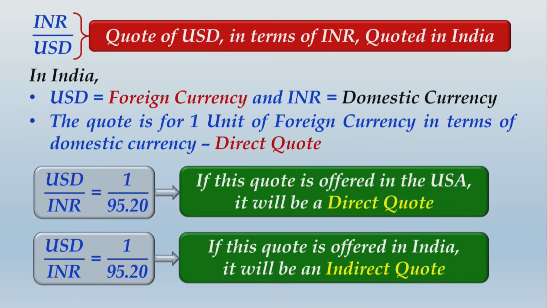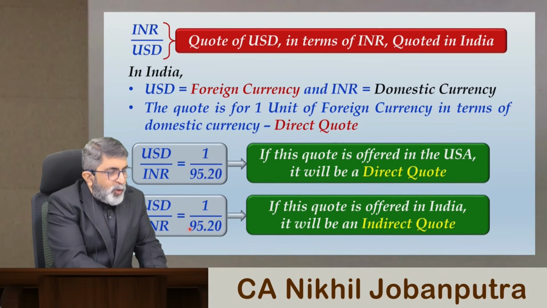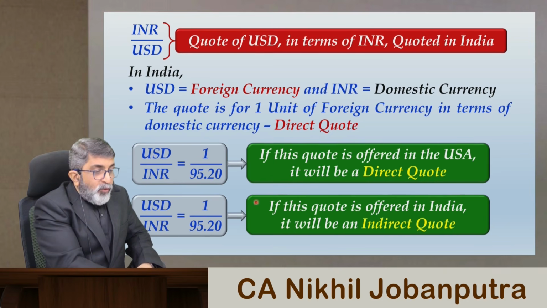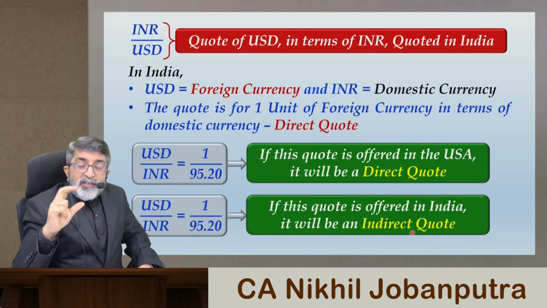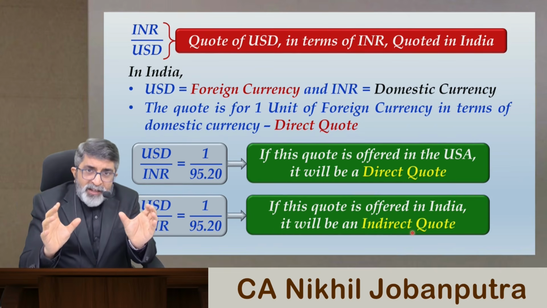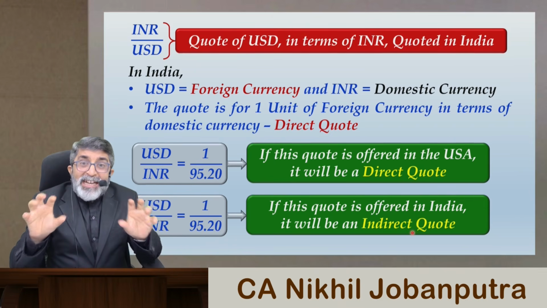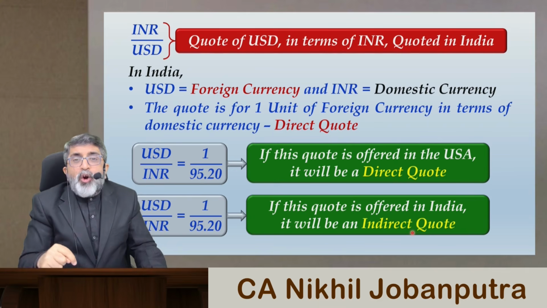Alright friends, once you have noted this, let me explain something very, very important. If you observe both of these expressions, both are exactly the same. But one time you are writing this as a direct quote, one time as an indirect quote, depending on where the quote is offered. So you can understand one thing: foreign and domestic are not two independent entities. You will call a currency foreign or domestic depending on where you are operating.